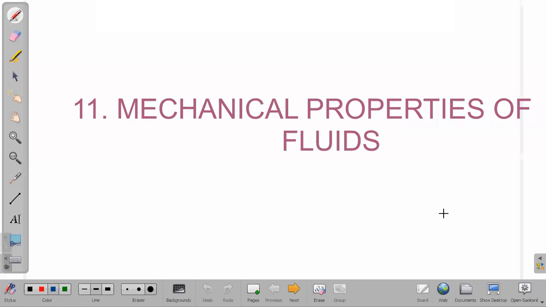In the previous chapter, mechanical properties of solids, we discussed only the properties of solids. Here, we are going to discuss fluids. Any substance which can flow is called a fluid. That means two types of matter come here, liquids and gases. Both can be called fluids. Both can be considered when we are studying the mechanical properties of fluids.